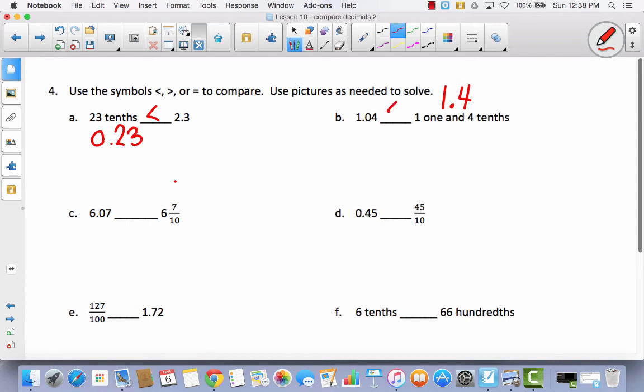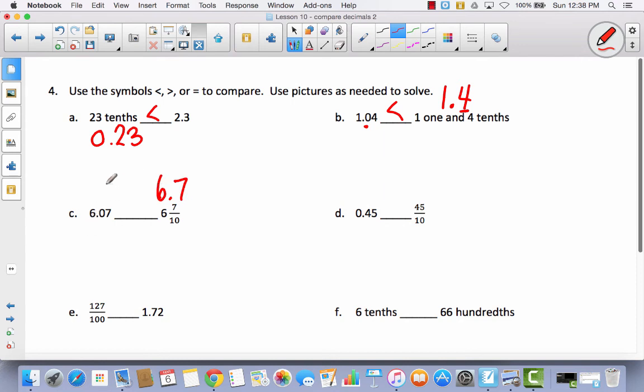Well, it would be greater than because they are the same in the ones place, but look at the tenths. This has a 0 and this has a 4 in the tenths place. So 1 and 4 tenths is greater than 1 and 4 hundredths. Okay, so this is 6 and 7 hundredths. This is 6 and 7 tenths.